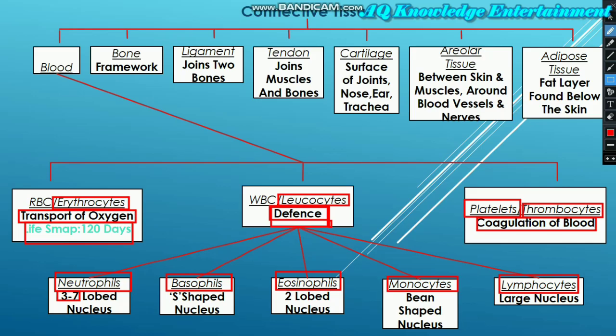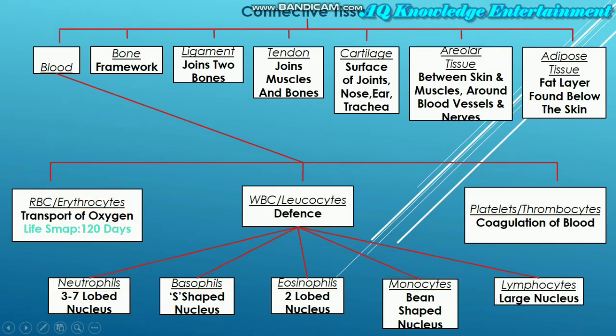So what do you think by looped? Loop means joint. Okay, so they have a 3 to 7 looped nucleus. Now basophils have an S-shaped nucleus basically. So they have an S shape, not exactly S, it may differ, but roughly like S. And eosinophils have a 2 loop nucleus, monocytes a bean-shaped nucleus, and lymphocytes, the last one, have only 1 nucleus but a large one, not a small one. So you should remember the names of these different types of white blood cells.